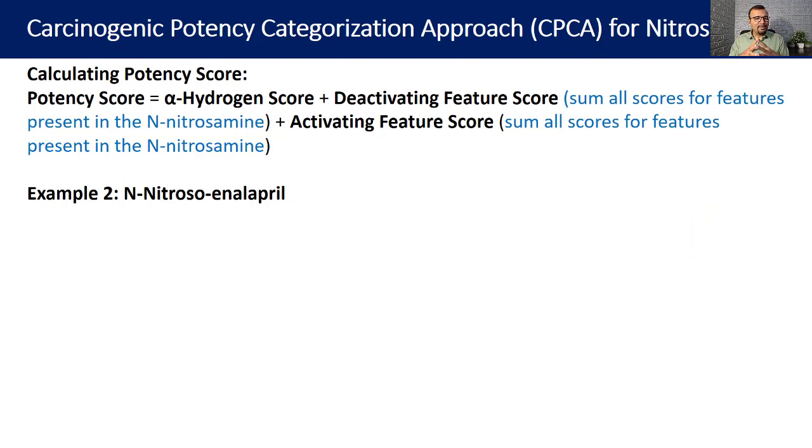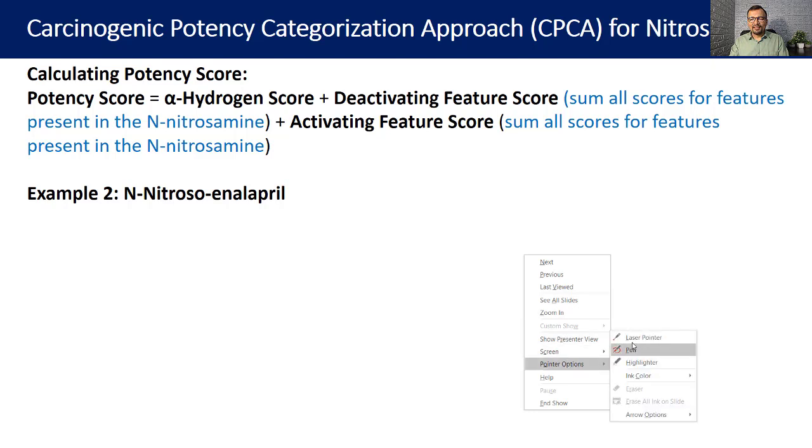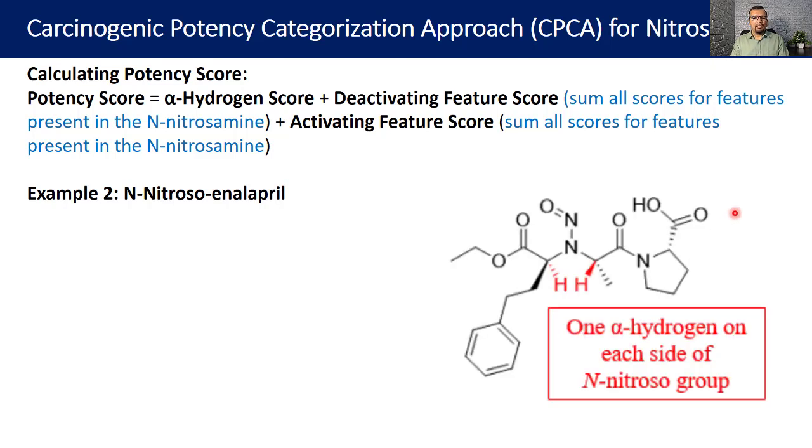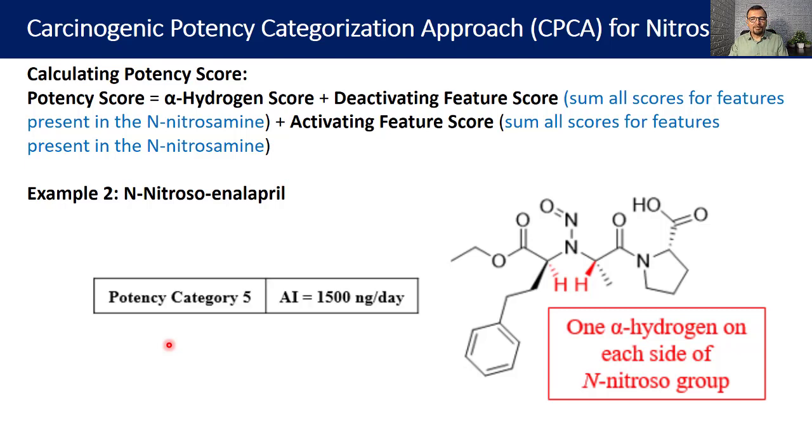The second example is N-nitroso-enalapril. And here is the structure of N-nitroso-enalapril. So how many hydrogens are present on the alpha carbon? There is one hydrogen present on each of the alpha carbons. And what is the category of this now? If there is only one hydrogen present on alpha carbon, it again falls under the potency category 5, and acceptable intake is going to be 1500 nanograms per day.